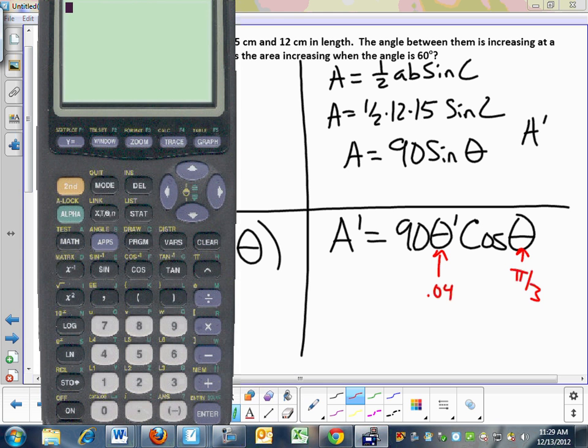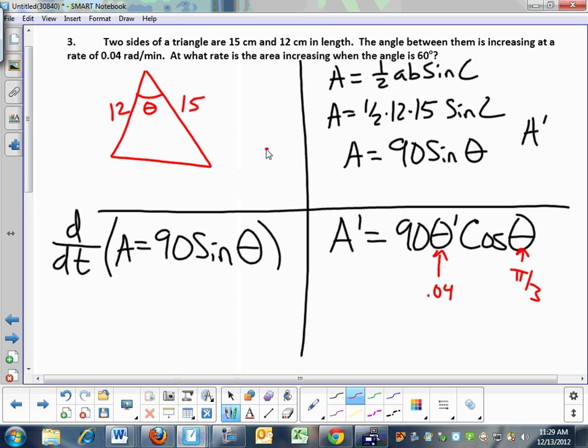So let's do this last part then. We have 90 times 0.04 times the cosine of pi divided by 3, which you guys all know is 1/2 anyway. We get 1.8. Because the current angle is 60 degrees, which when converted to radians is pi over 3. Area prime is equal to 1.8.